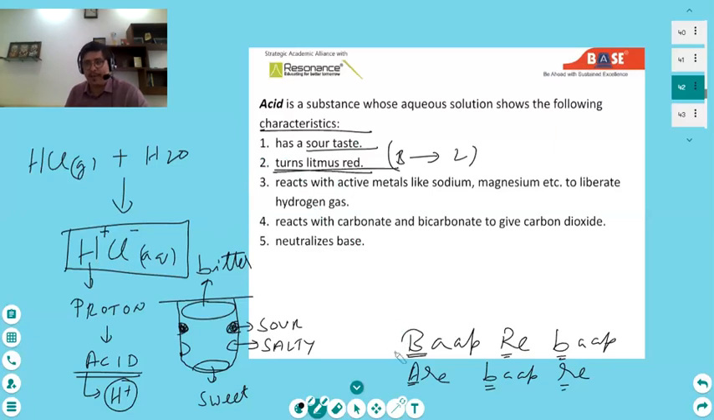Okay. So "baap re baap" and "are baap re." Please remember this. You will never forget the color of litmus.